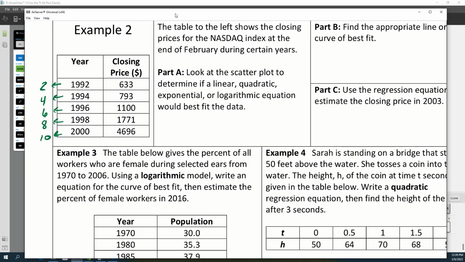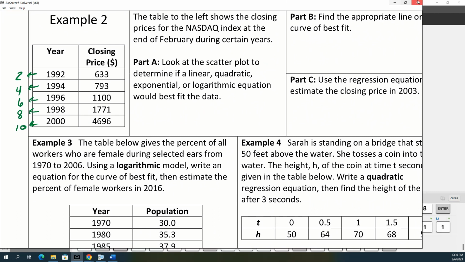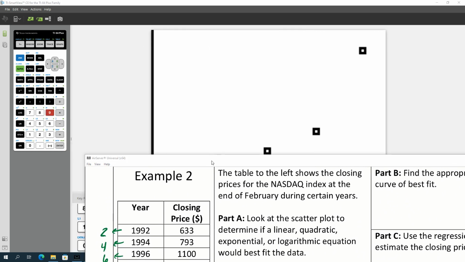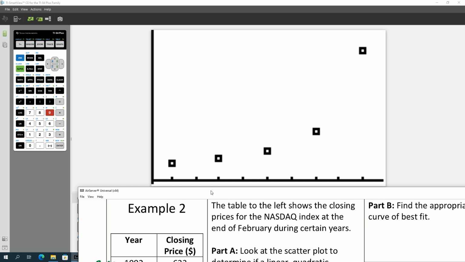All right, and we already turned that scatter plot on, so that's not something you have to do again. So we can just go ahead and I think hit Zoom 9, and there it is. There's our scatter plot. So we're deciding between linear, quadratic, exponential, or logarithmic. What do y'all think? This is exponential. Very good.